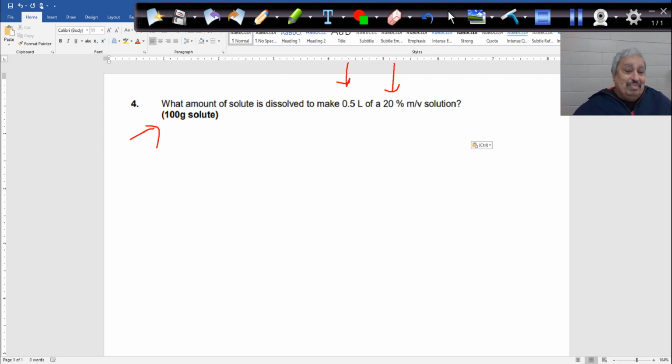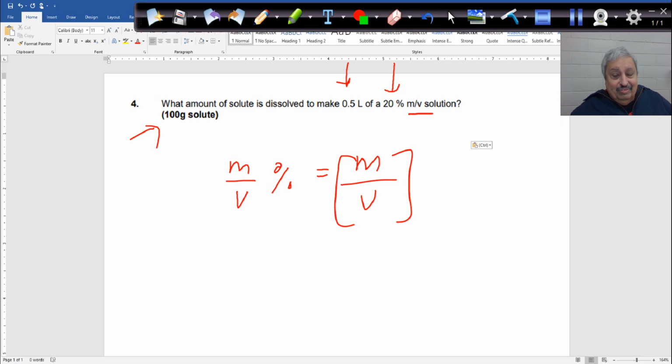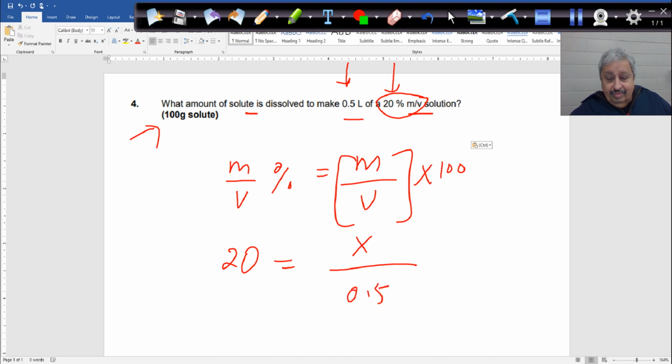But all those answers are one sig fig. No decimal, nothing. But here is the amount of the solute. We have mass over volume, mass of the solute over volume of solution, multiplied by 100. So what's the unknown here? This is given to us, that's the 20, correct? And what's the amount of the mass? We don't know. X, on top. Volume is 0.5 liter, multiplied by 100.